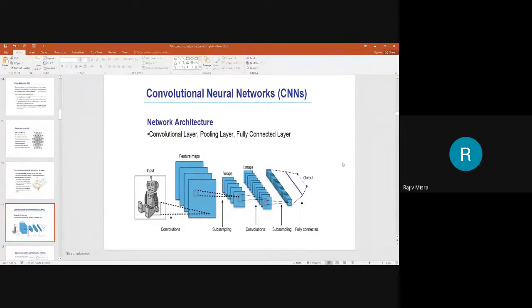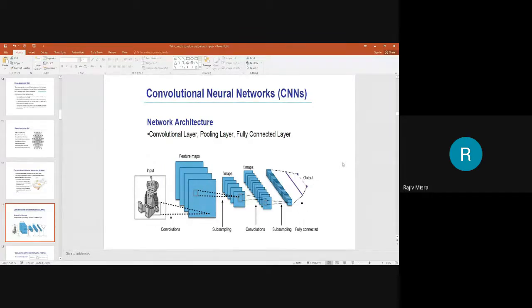As you see, it is inspired from the biological cortex, and this entire mathematical model is designed, specialized for processing images, called the convolutional neural network. So let us see a typical architecture of the convolutional neural network. This architecture has layers. It is divided into convolutional layers, then pooling layer, and then fully connected layer.